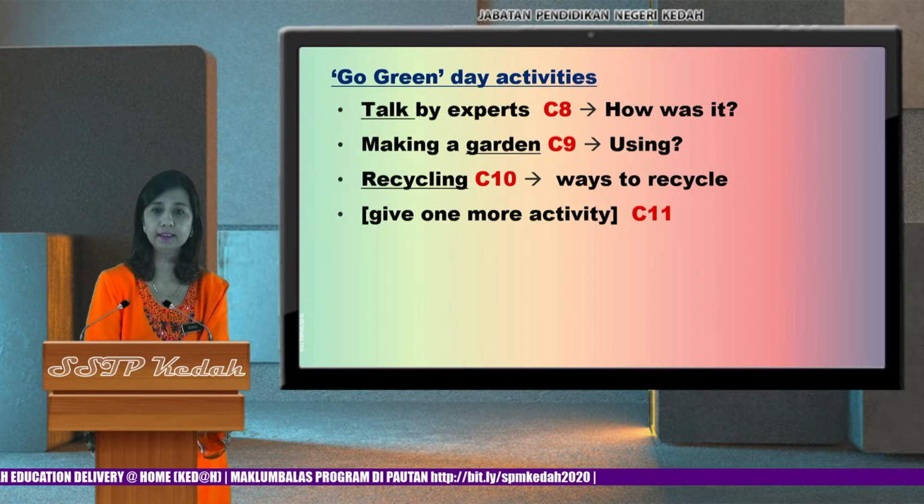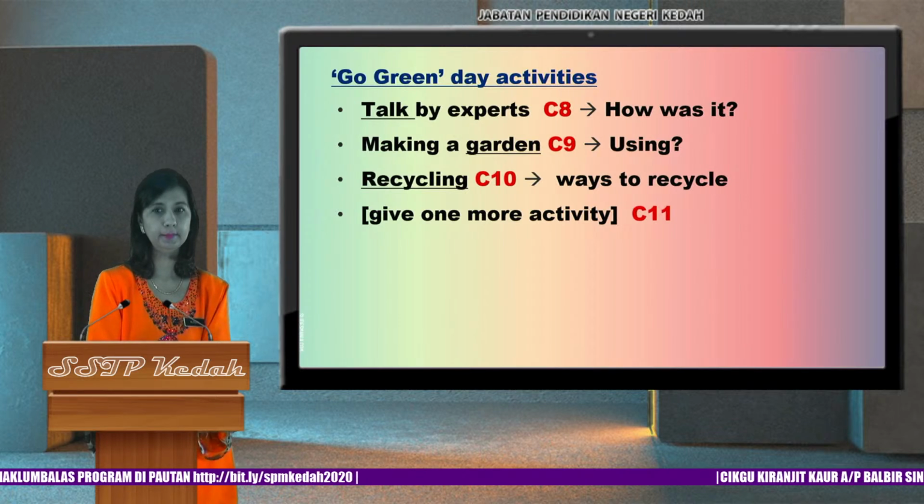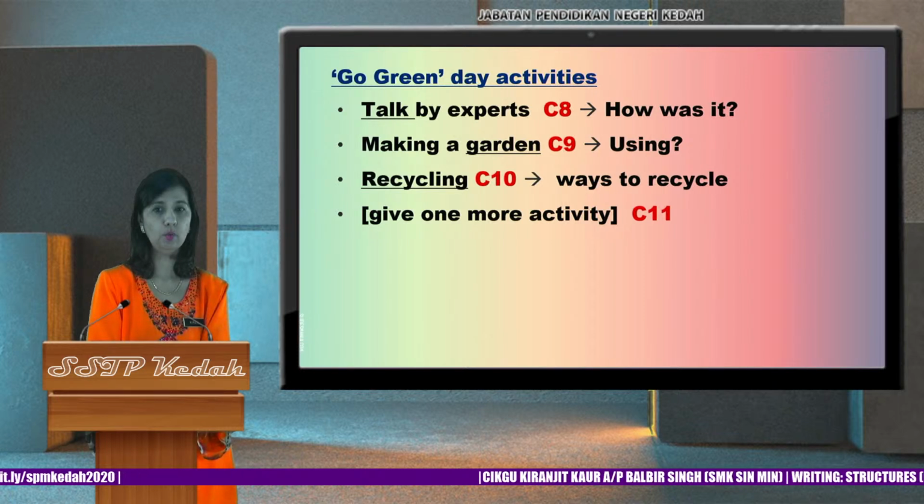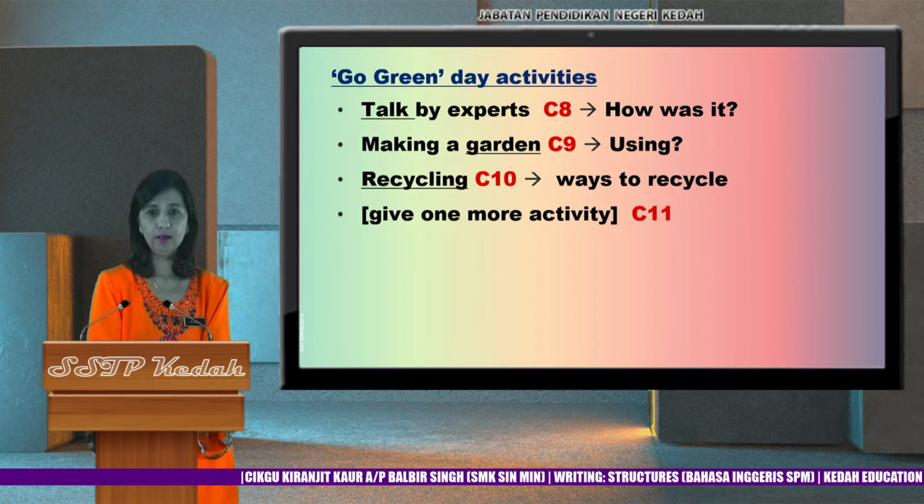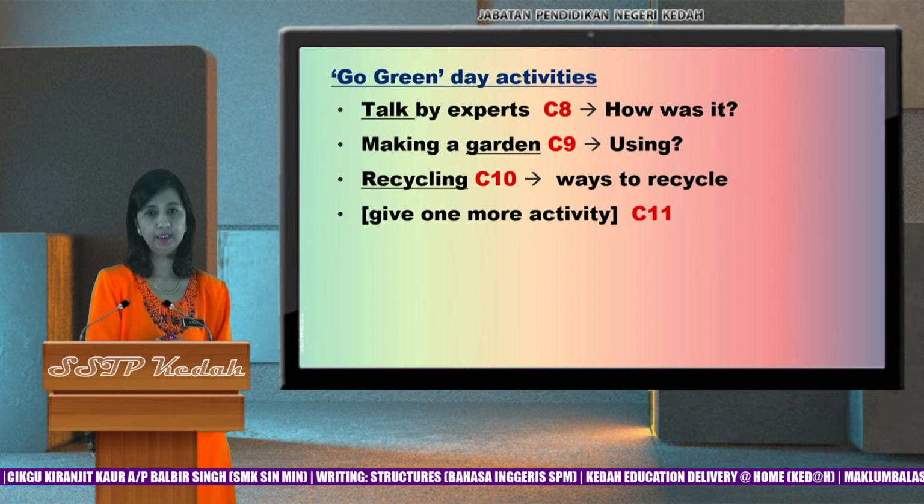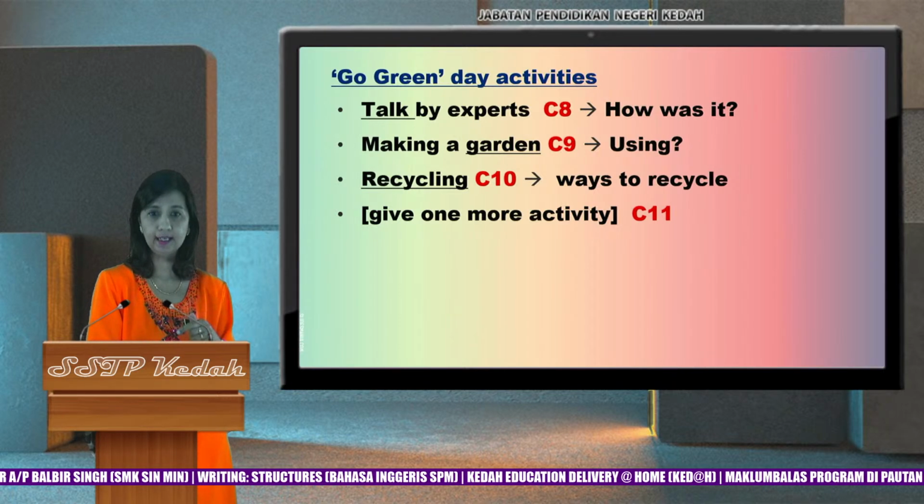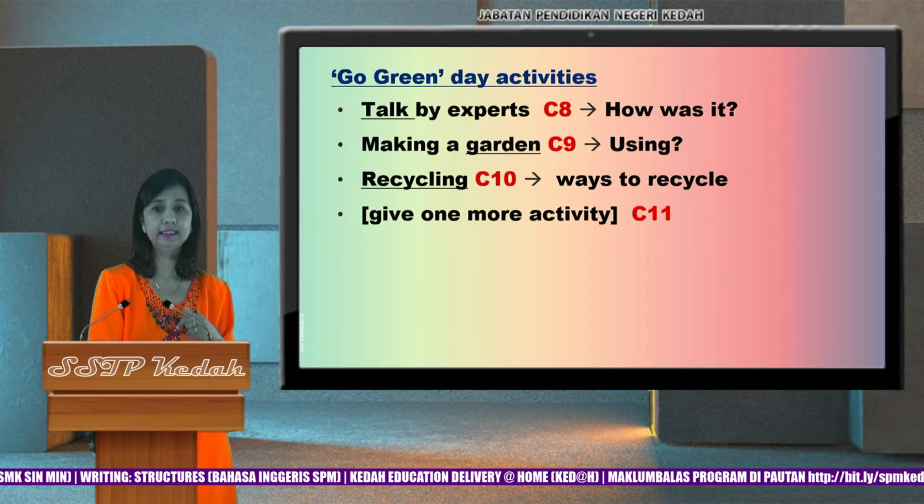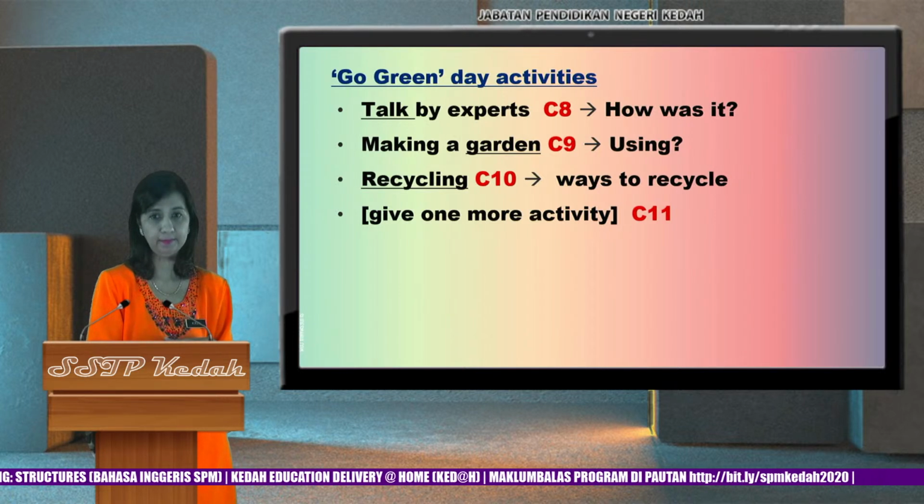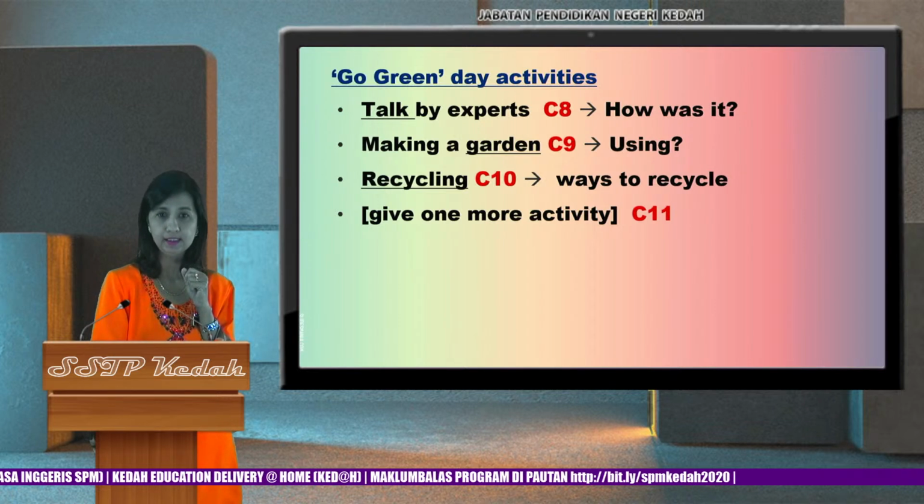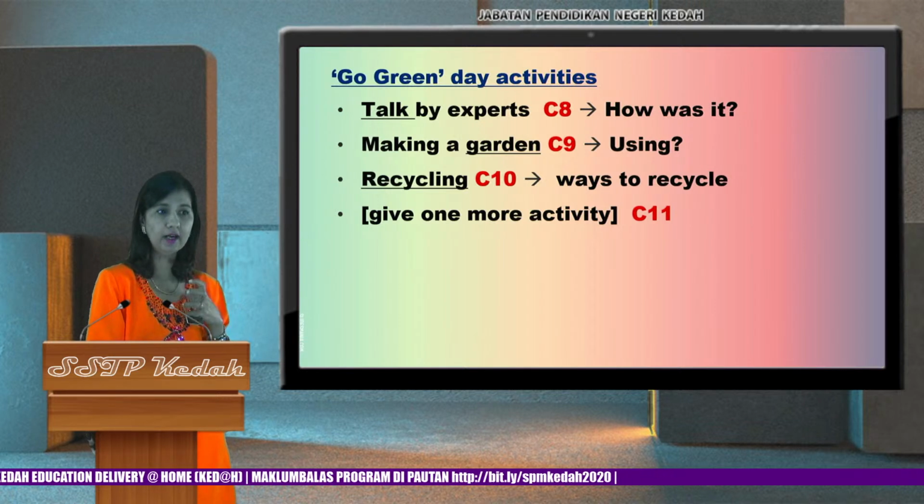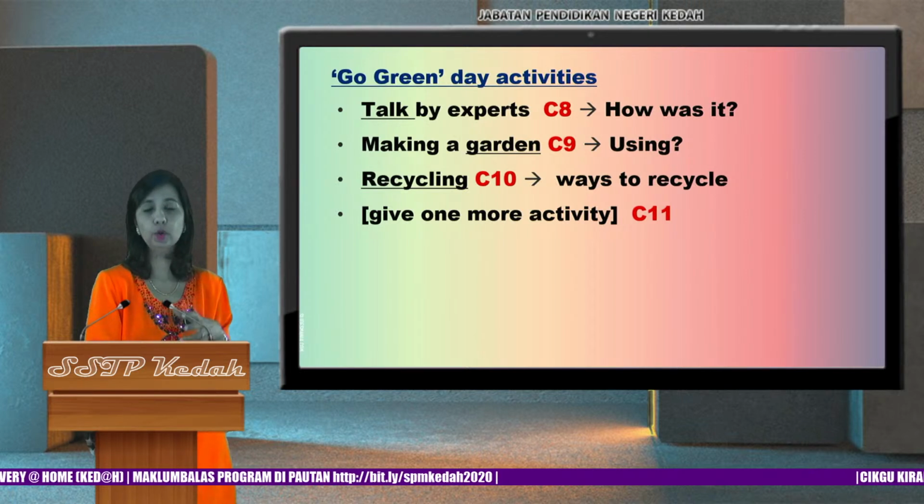And making a garden using what? And recycling. Okay, let's look at content number 11. The point is not given there. They ask you to give one more activity of your own. So you have to think of an activity that doesn't overlap with the first 3 activities, content 8, 9, and 10. It shouldn't be redundant. It shouldn't be the same. Think of what other activities can be done during an environmental event like this Go Green Day.